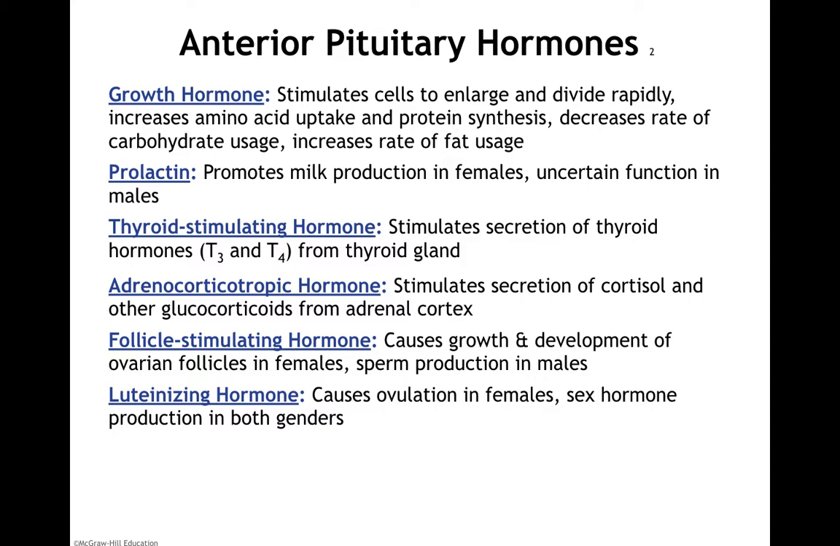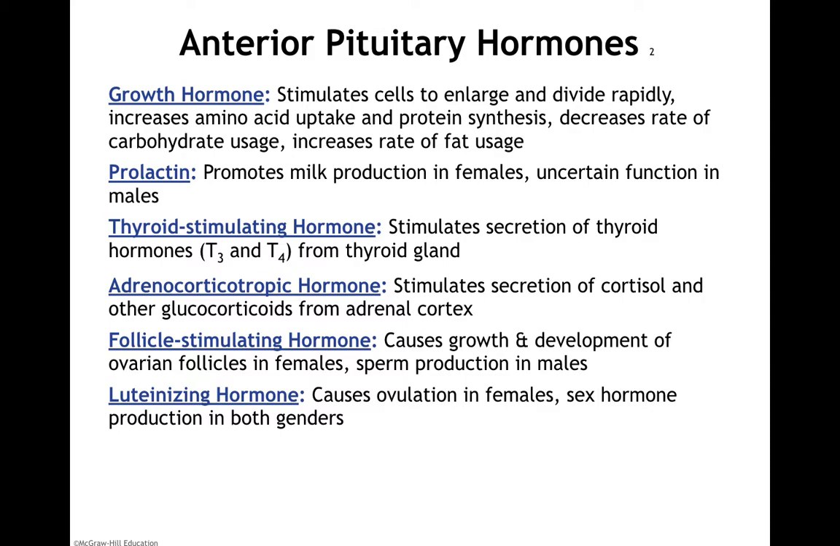Prolactin promotes milk production in females. We really don't know what it does in males. It may just be a leftover part of evolution, like nipples on males. Thyroid stimulating hormone stimulates the secretion of thyroid hormone. When we get to it, we'll see there are two forms of that thyroid hormone, T3 and T4, and they come from the thyroid gland.